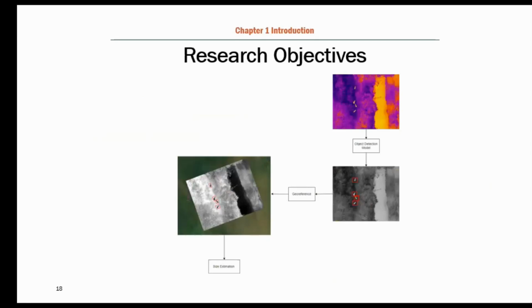The main purpose of my research is shown in this slide. I want to construct a model that can be used to automatically localize the animal's position in the thermal image and identify the species, and that can also be used to estimate their real size. So the first problem is how to construct a model to detect wild animals in thermal images.